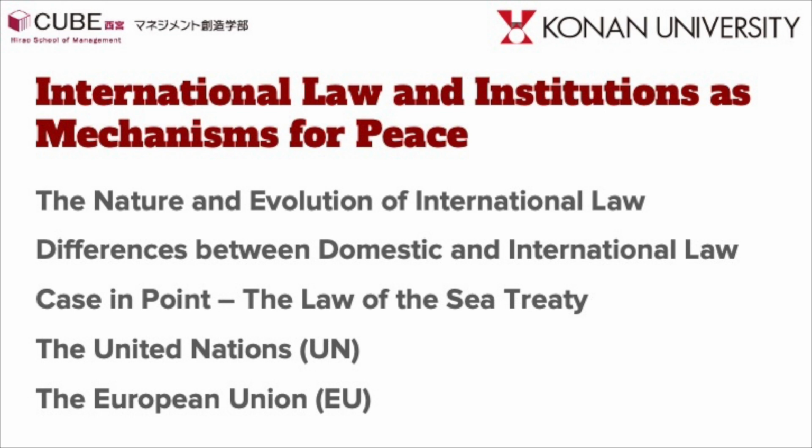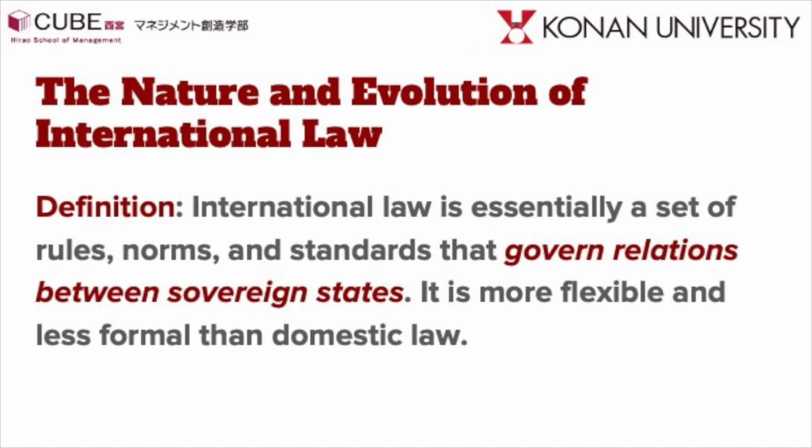So the idea of using international law and institutions as mechanisms for peace has been a long-standing aspiration around the globe. So here is a brief analysis. So first, the nature and evolution of international law. International law can be defined as essentially a set of rules, norms, and standards that govern relations between states. It is more flexible and also less formal than domestic law.